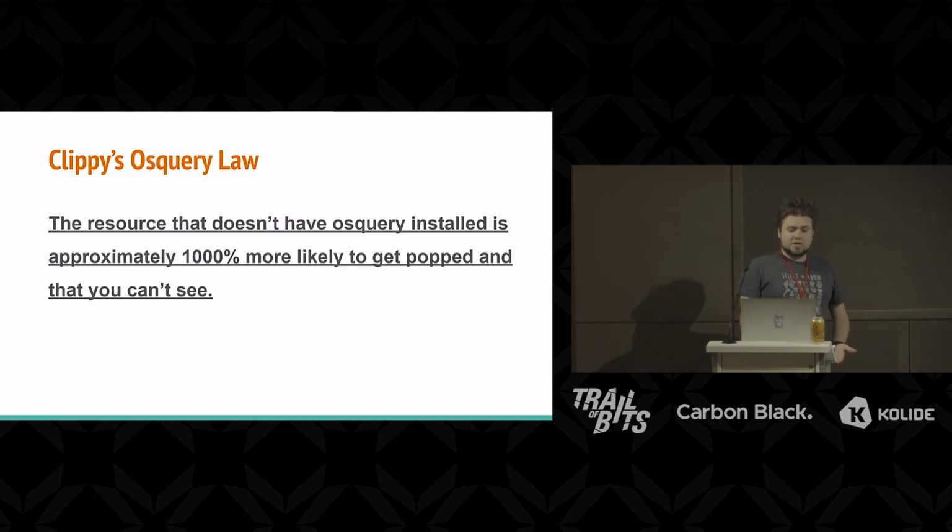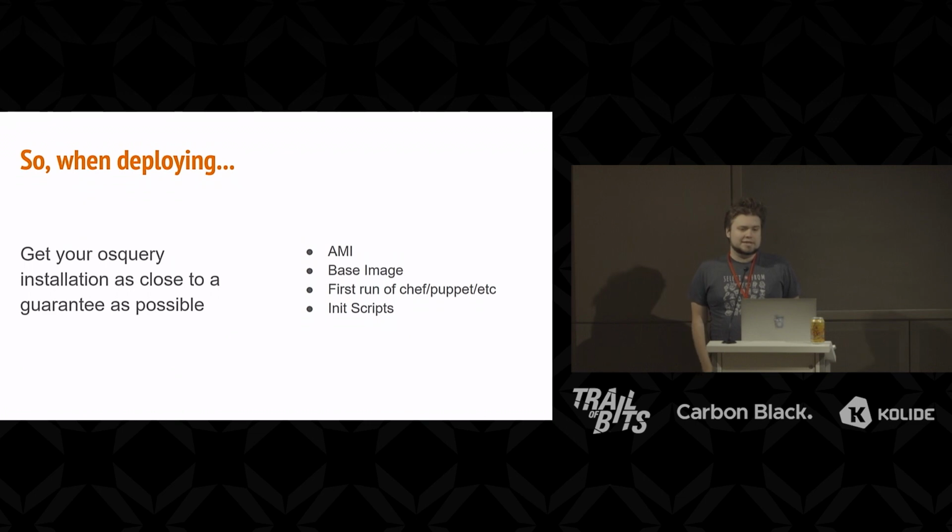This is my law about osquery and incident response and detection. I just made this up, but I can almost guarantee you that the thing you don't install osquery on is the thing you most wish you had osquery on. It has, without fail, an incident response. When you're going to do deployments, however you do it, get it as close as possible to a guarantee that osquery will be on whatever you launch. I don't care how you do it, but make it the first thing or the second thing, whatever you can do. AMIs, base images, the first run of your config management, and its scripts, whatever you've got to do.